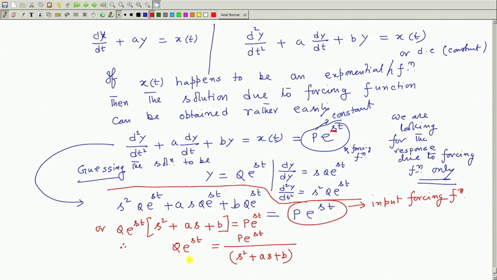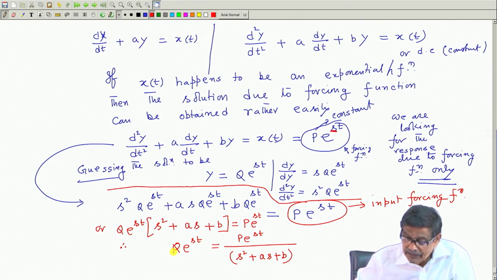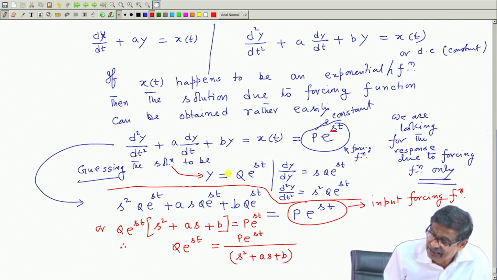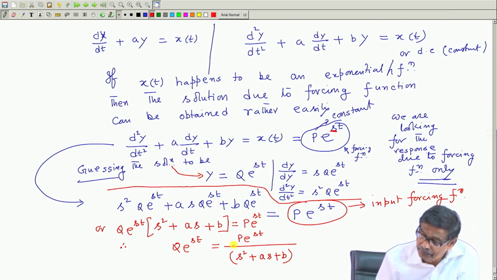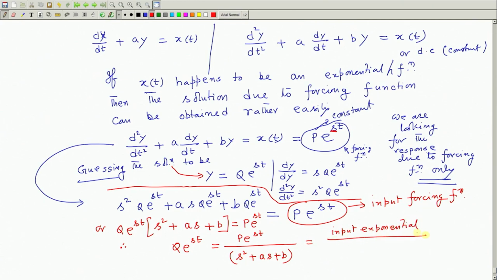Therefore, you see, if the right hand side happens to be an exponential function of the form e to the power s t, and this is the solution, because this is the solution q e to the power s t, then it becomes the input exponential. In language, if I write input exponential divided by what?